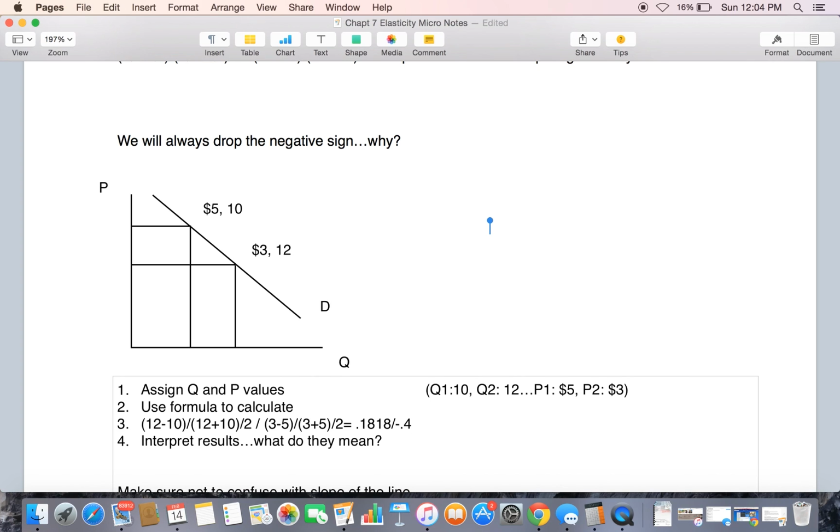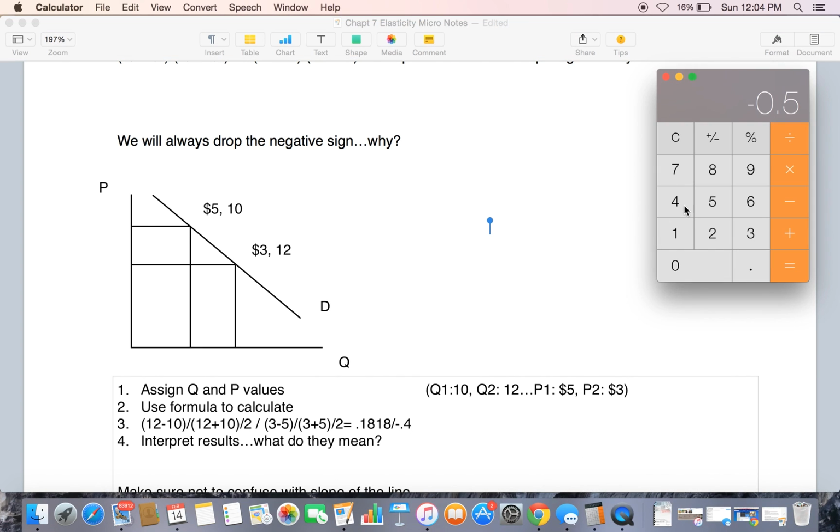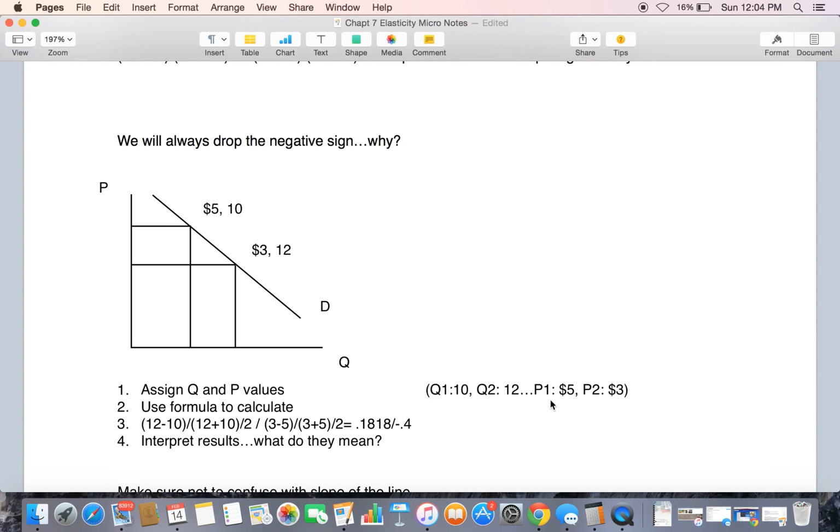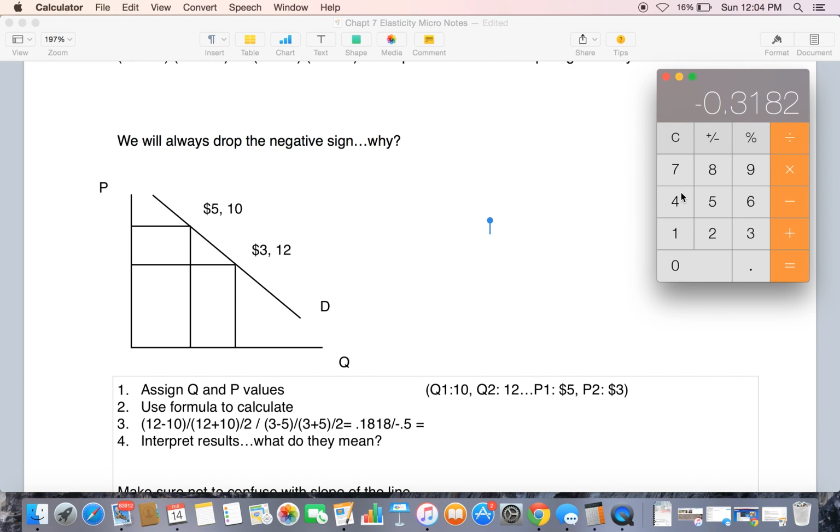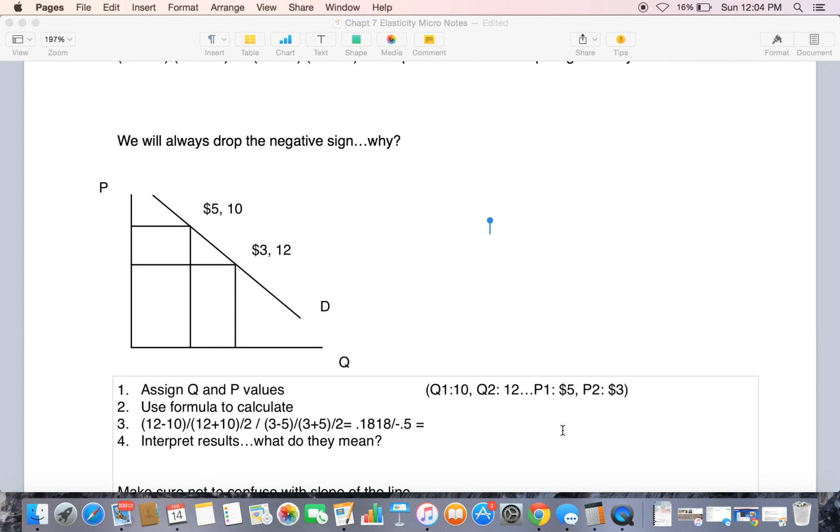price goes from 5 to 3, our quantity demanded will increase from 10 to 12. The elasticity of demand measured is 0.1818 divided by negative 0.5, which is negative 0.3182.